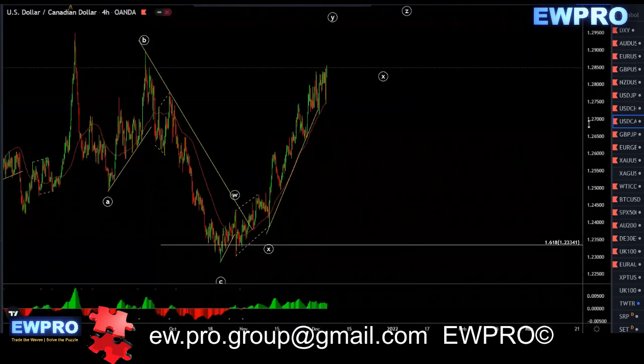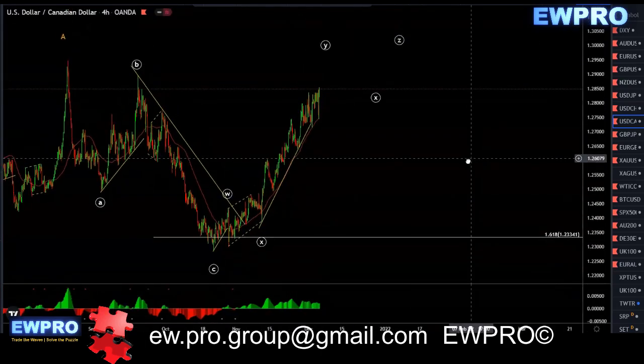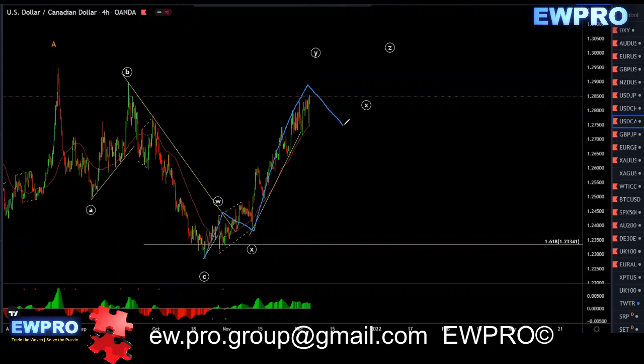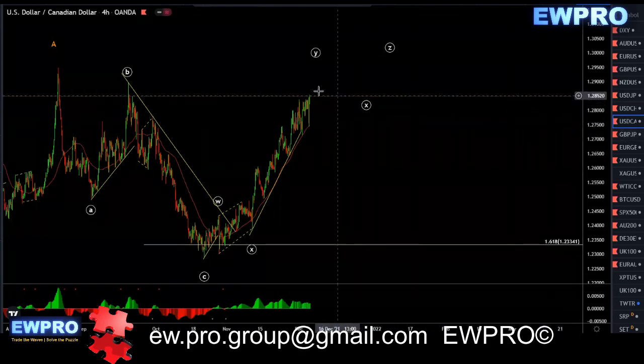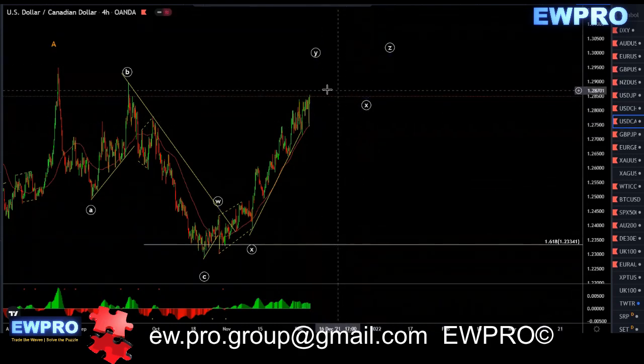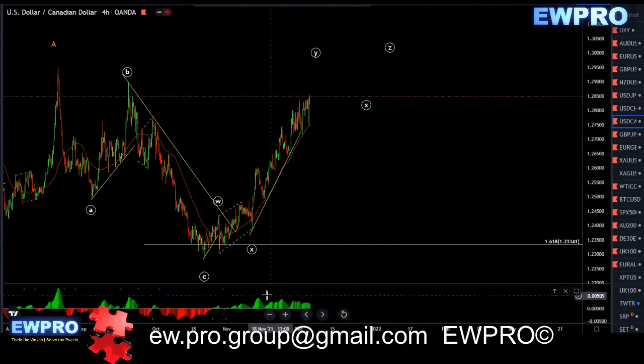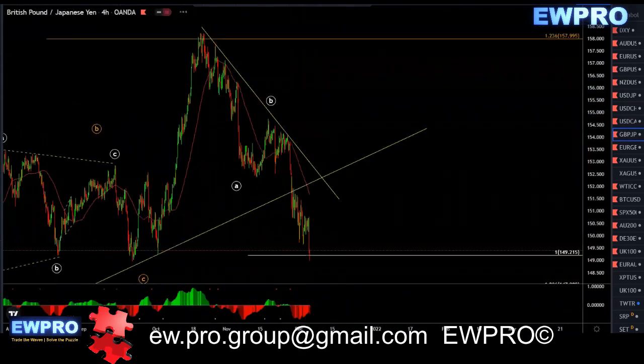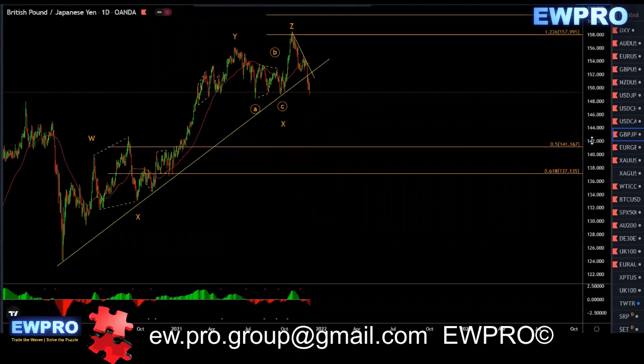On the H4, again, we really need to wait for a correction. We've got a WXY. We really need to wait for that X2, and then you can look for that Z up, possibly up to that 100 fib first target. I'd be waiting for a correction now. We're getting internal bearish divergence on the H4, so I'd be more inclined to wait for the X2 and then trade that Z up. GY on the daily.